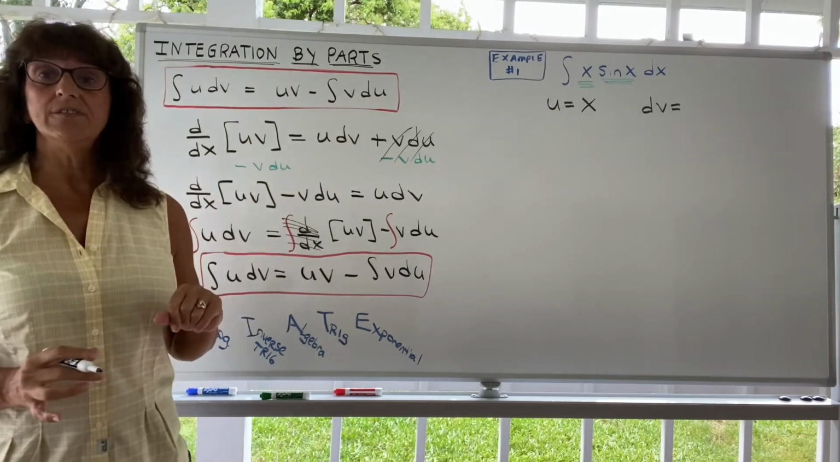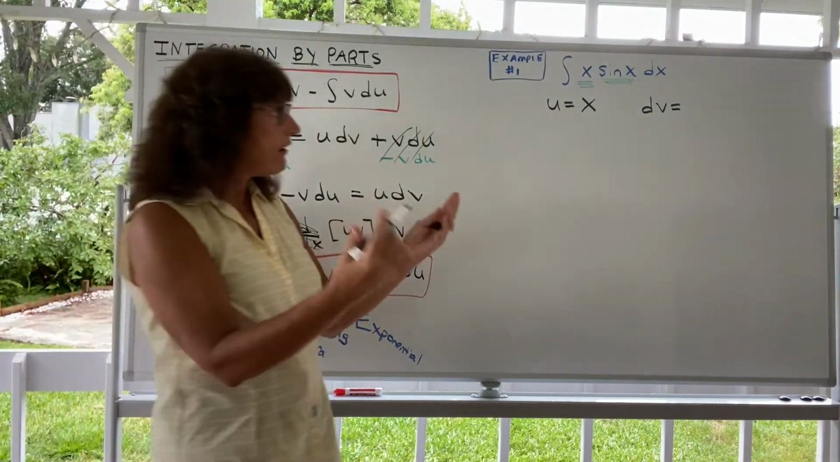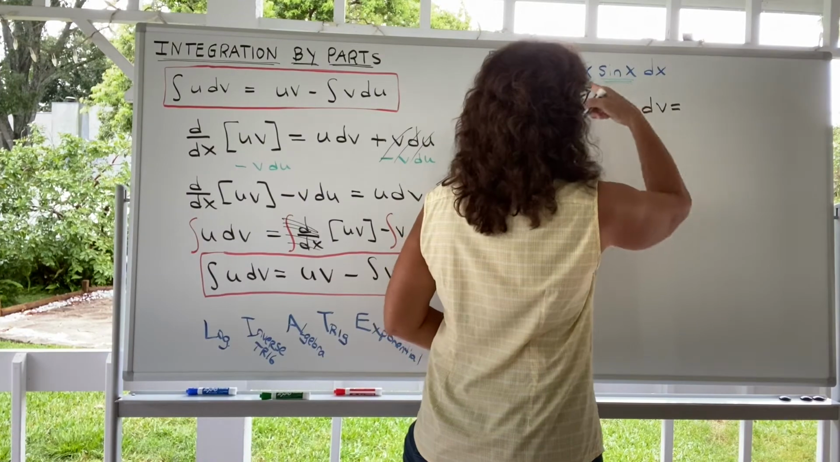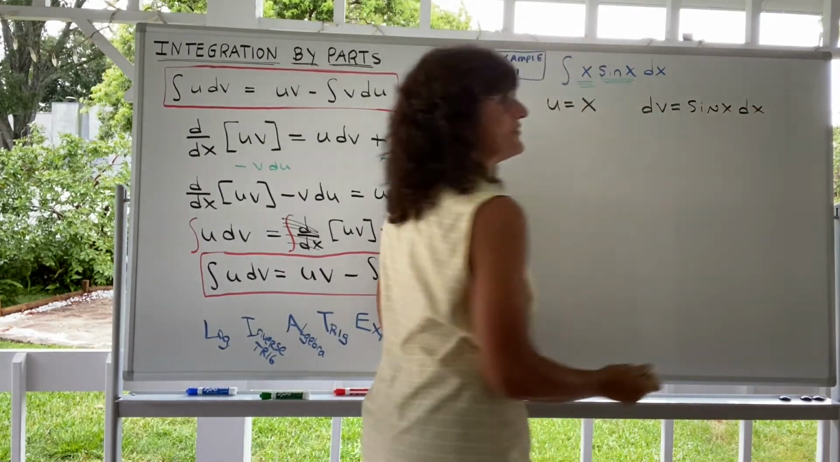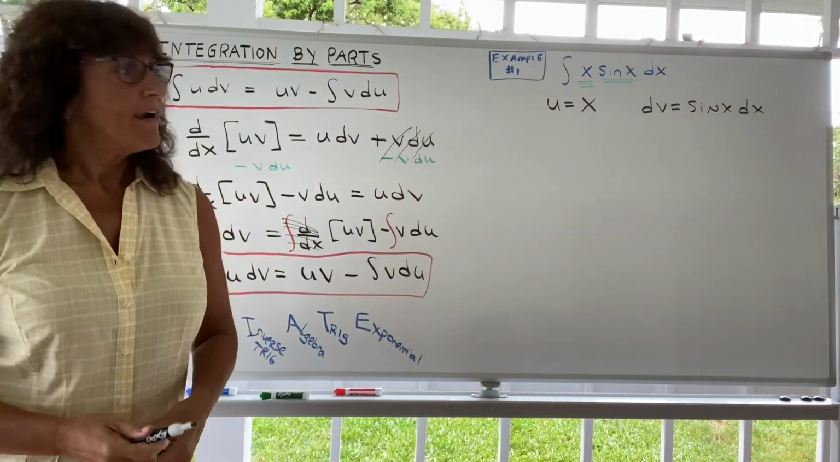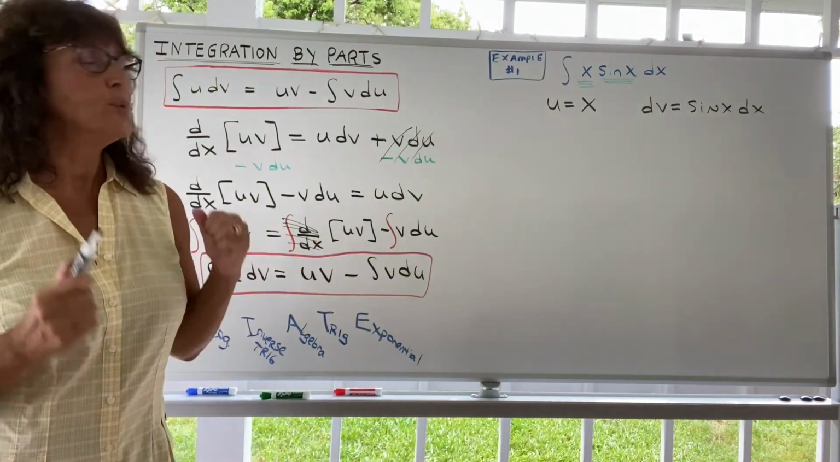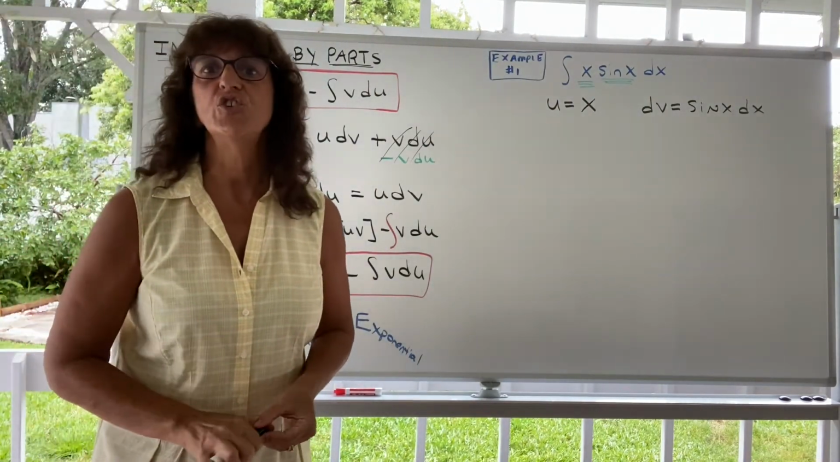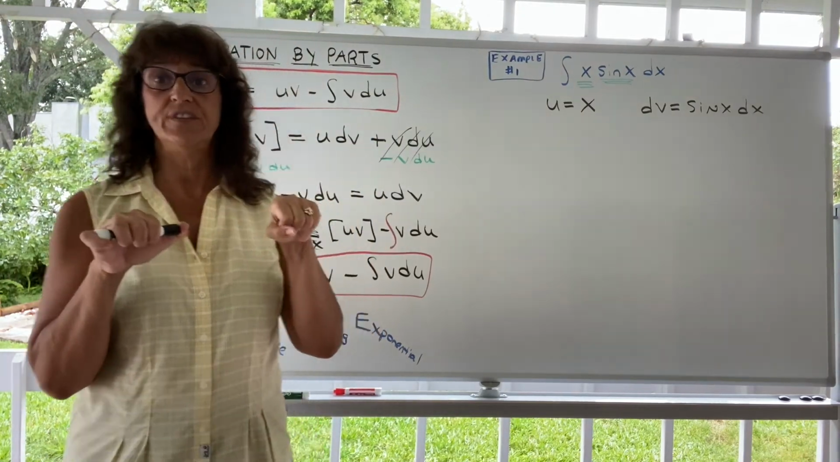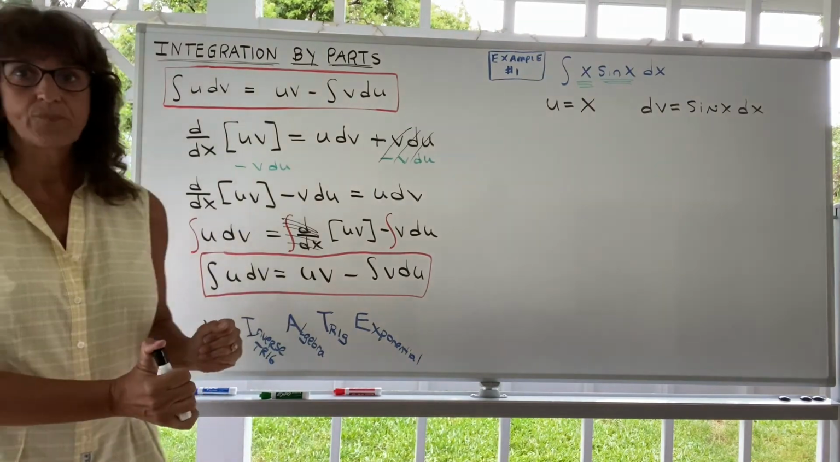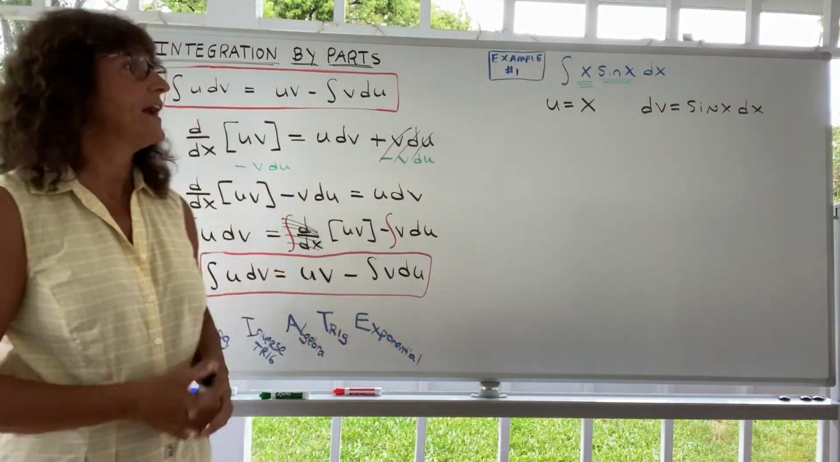So then what about dv? It's all the rest of it. So what do we have left over after we take the x out? We have sine x dx. It's all the rest of it, okay? So the first thing you want to do when you're going to use integration by parts is take the integrand and figure out which piece is u and which piece is dv. Use our trick, all right? Proven to be true, you can research that.